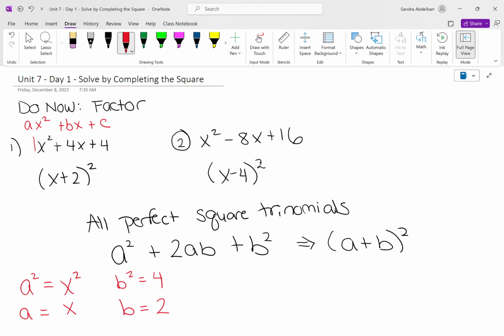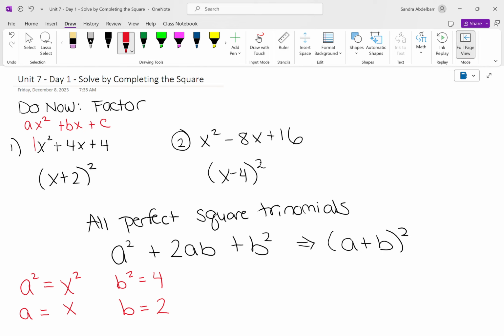2. So now we check this to see if it's a perfect square trinomial. We have our a is x, our b is 2. Does it fit this a squared plus 2ab plus b squared? So a squared would be x squared, b squared would be 4. So far we're good. Now we check the middle. Is it 2ab? Well, 2 times x times 2 is a 4x. So is this a squared plus 2ab plus b squared? Yes, so we can quick factor that into a plus b squared.